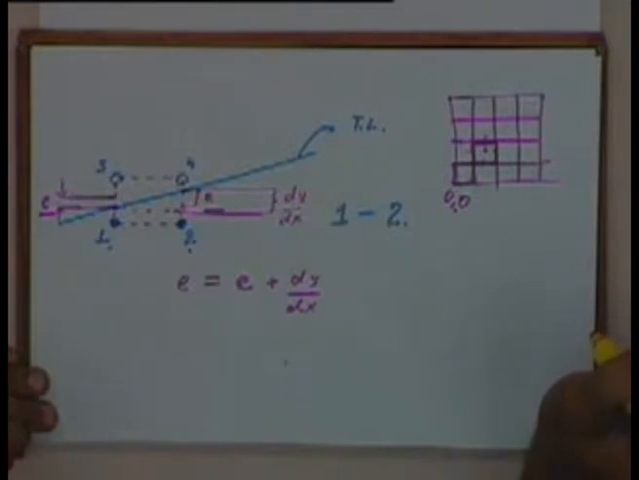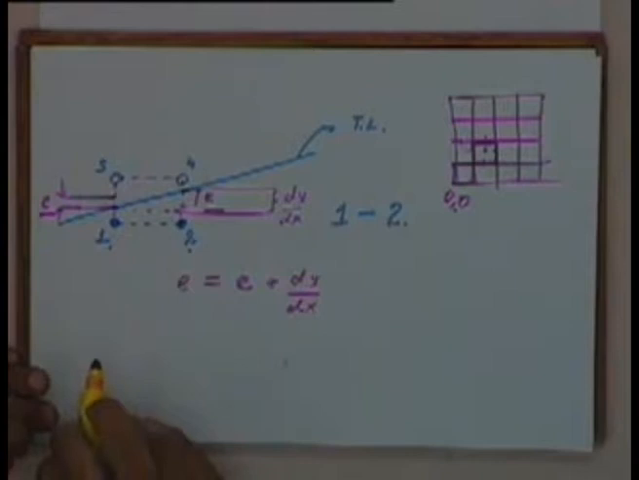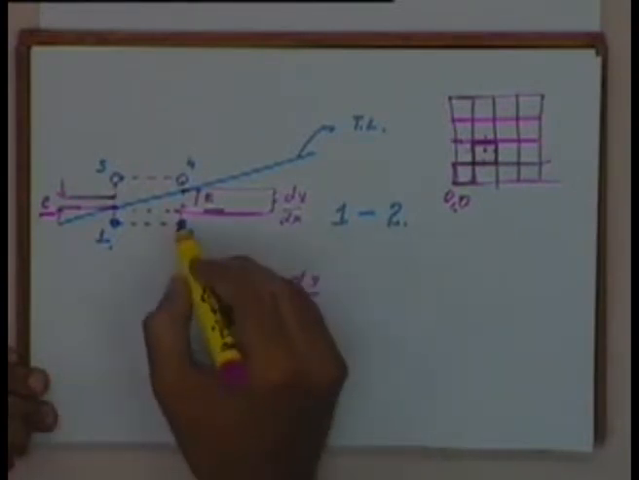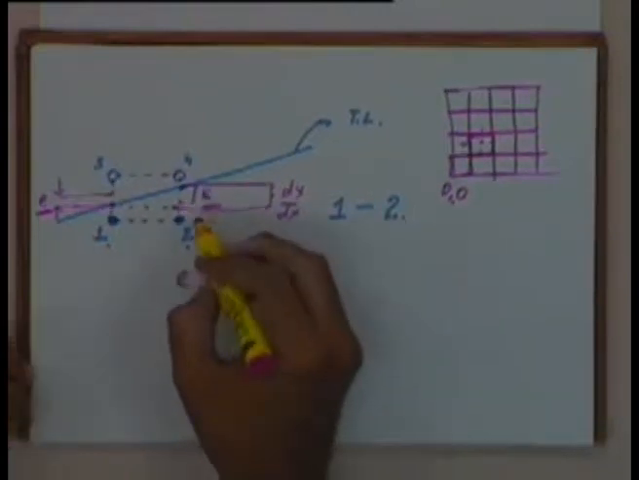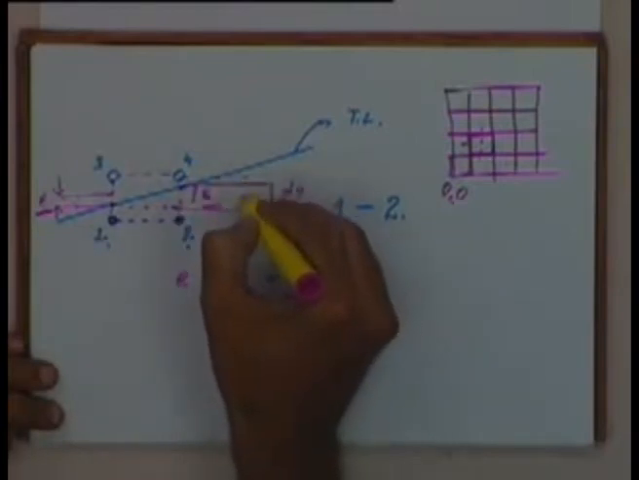And when you write point 2, where does it lie on the square? The next square. This is the corner of the pixel. It will be the next square. So this actually would be a pixel like this.